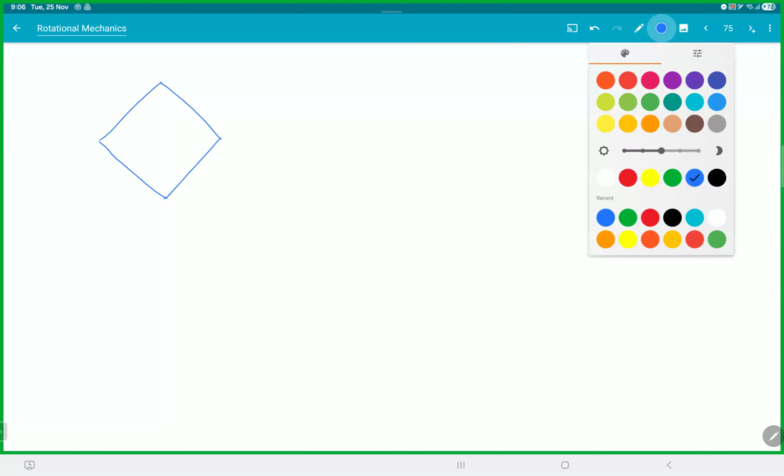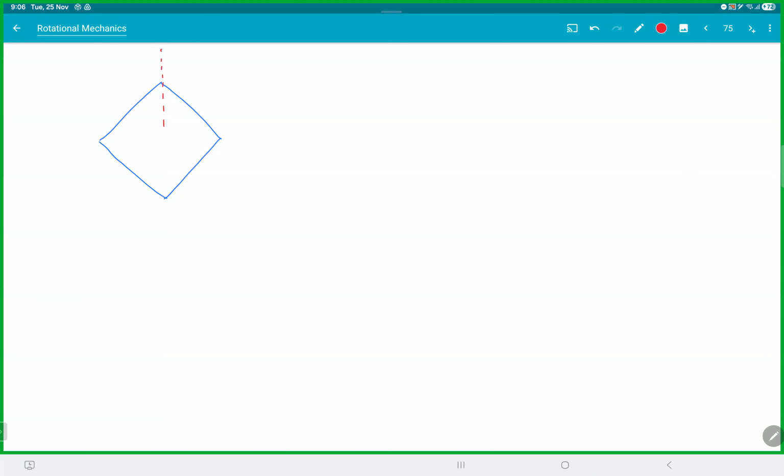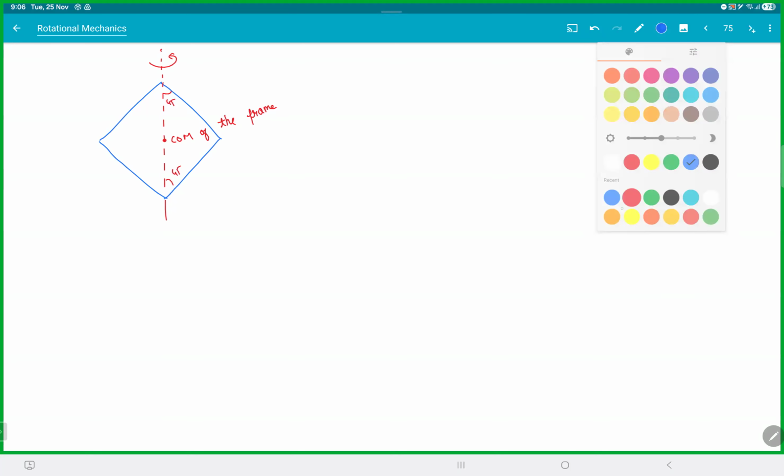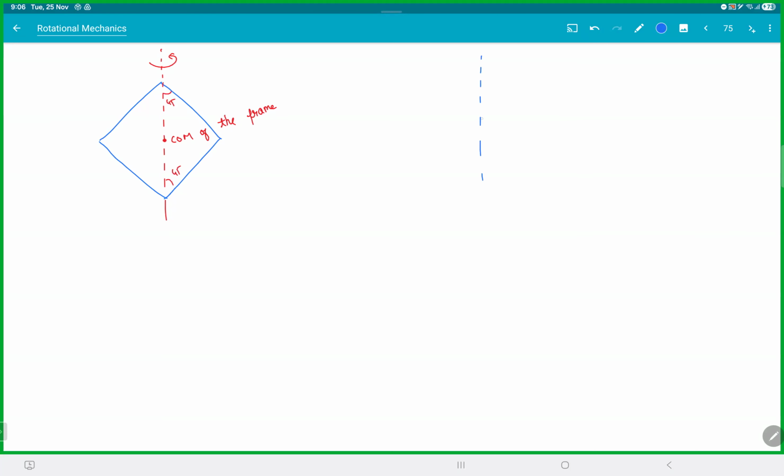Instead of this, let's take a line passing through this one. This is the center of mass of the frame, agreed? That is the center of mass of the total frame. Instead of taking each rod separately, take the center of mass of the overall system. What is this angle? 45, and this angle? 45. If you remember, we studied this: if you have an axis and a rod which makes an angle of 45 degrees, do you guys remember the moment of inertia? If this is theta, then the moment of inertia about this axis is ml square by 3 sine square theta.